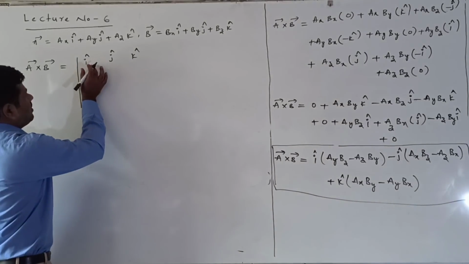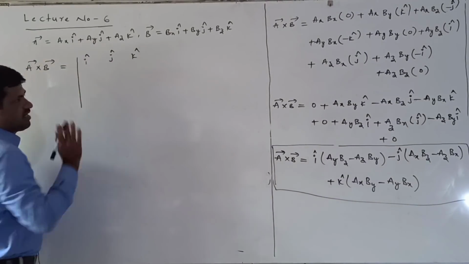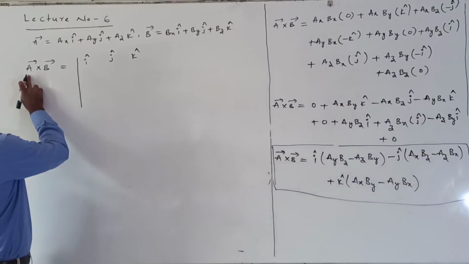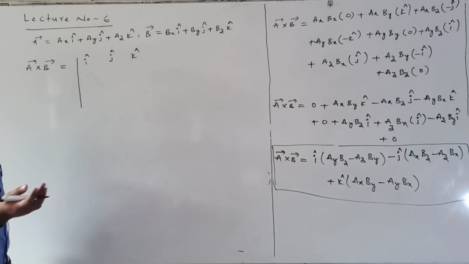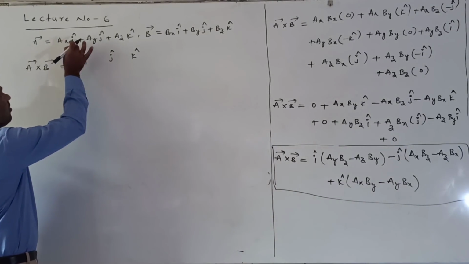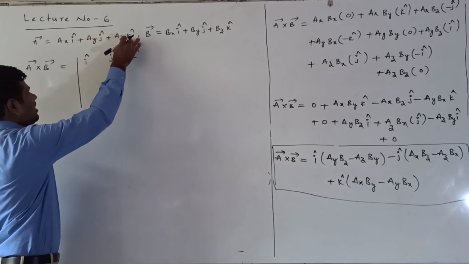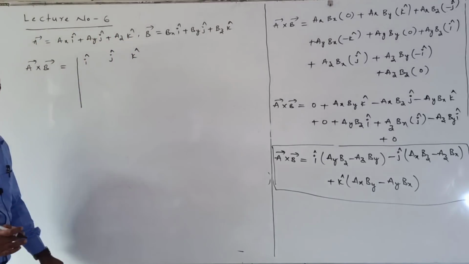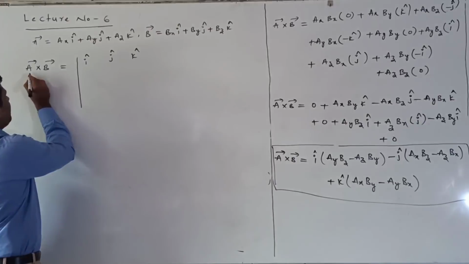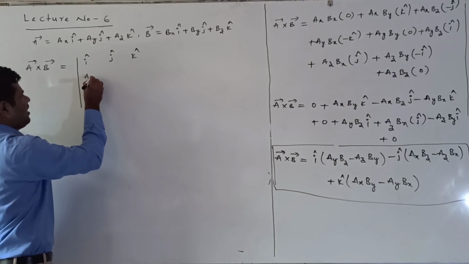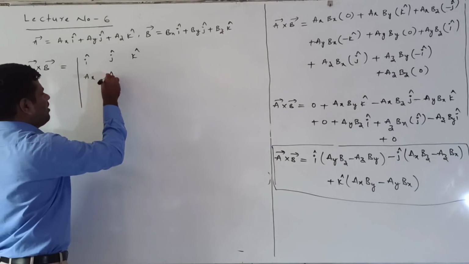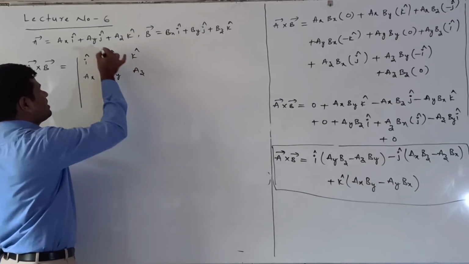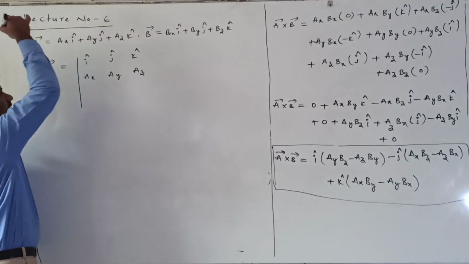Next, first we have written the i cap, j cap, k cap unit vectors. First I am making a bar cross b bar, which means we have to write the coefficients of i cap, j cap, k cap in a bar. Now first write Ax, Ay, Az. These are the coefficients of i cap, j cap, k cap in a bar.